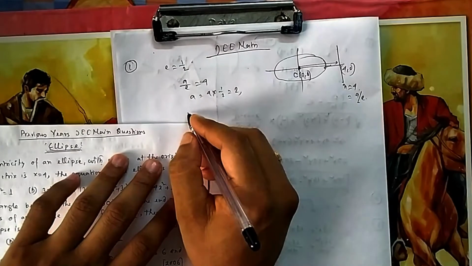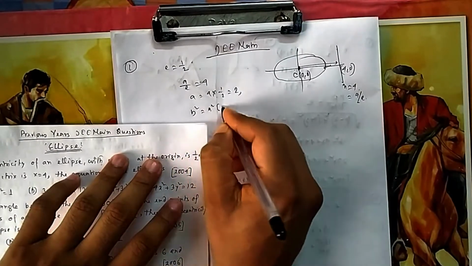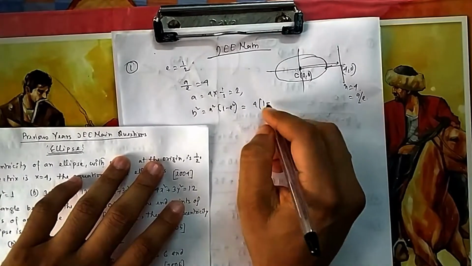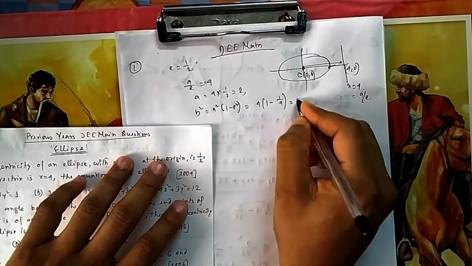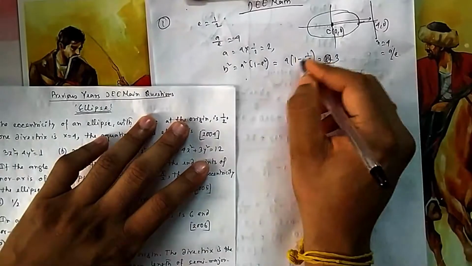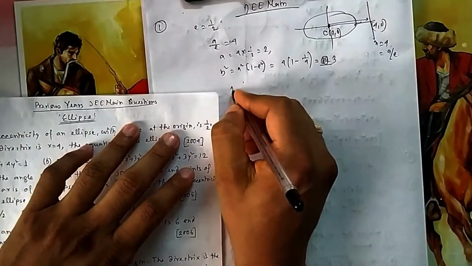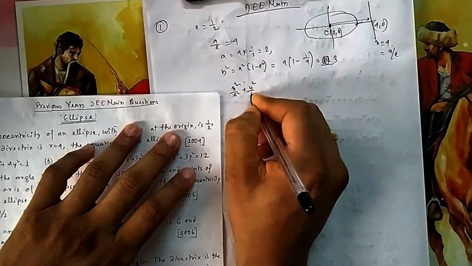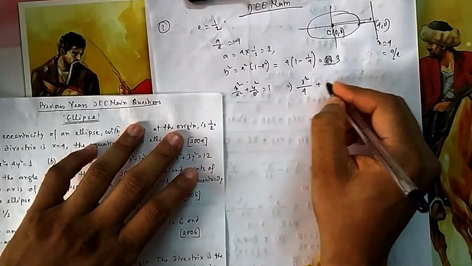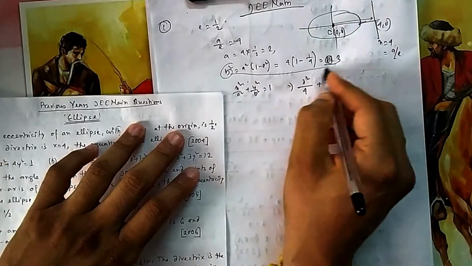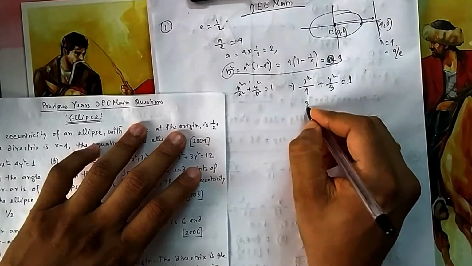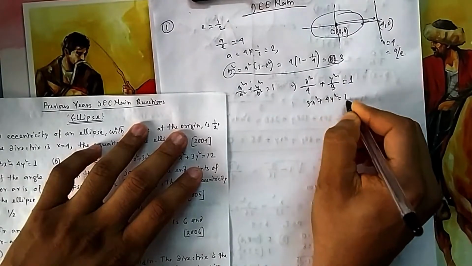Once you know a, you can find b also. What is the formula of b? b square is a square times (1 minus e square). So a square is 4, and 1 minus e square is 1 minus 1 by 4, so it is 3 by 4. 4 and 4 get cancelled, so b square is 3. Once you know a square and b square, you can find the equation: x square by a square plus y square by b square is equal to 1. So x square by 4 plus y square by 3 is equal to 1. See, b square we directly got as 3, not b. So this is your answer. That means, multiplying by 12, it is 3x square plus 4y square is equal to 12.